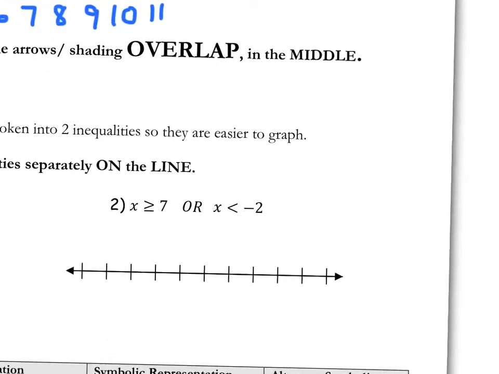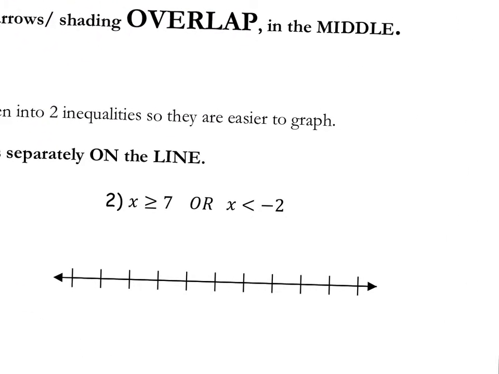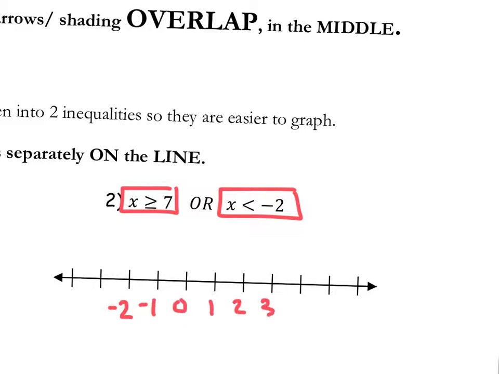And the second or example is right here. This one, I have x is greater than or equal to 7, and I have x is less than -2. Remember, when I make my number line, I want the smaller number on the left-hand side, -2. So we got -1, 0, 1. Oh, man. I'm going to extend that. There we go. All right, cool.